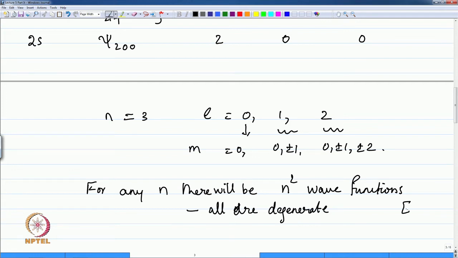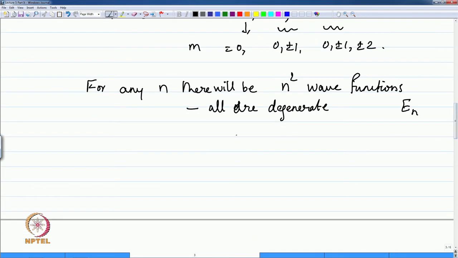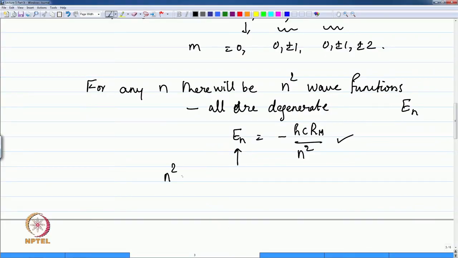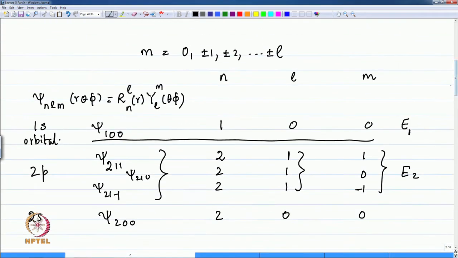All of which are degenerate. They all have the same energy according to the standard formula, E n equal to minus h c R, the Rydberg constant, divided by n square, where h is the Planck's constant and c is the speed of light. Okay. This is something that you are familiar with from the Bohr's model, and the Schrodinger equation gives exactly this as the solution, except that it has n square degeneracy for every n, and the wave functions are given according to this particular format.